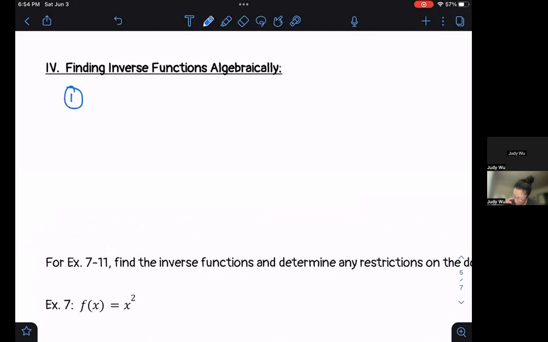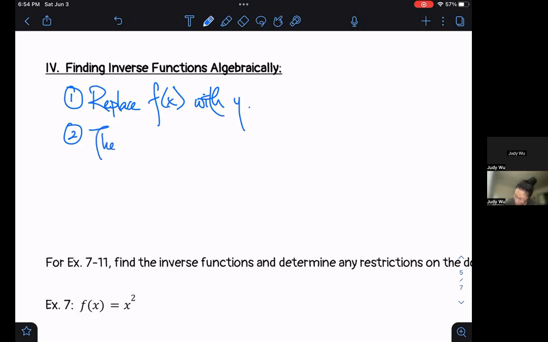So the first thing we're going to do is replace f of x with y. All right, so whatever equation we get, we're going to replace f of x with y. Now, if it already has y equals, then we're fine. We don't need to do that step, but sometimes we do. All right, then we're going to switch x and y in the equation.